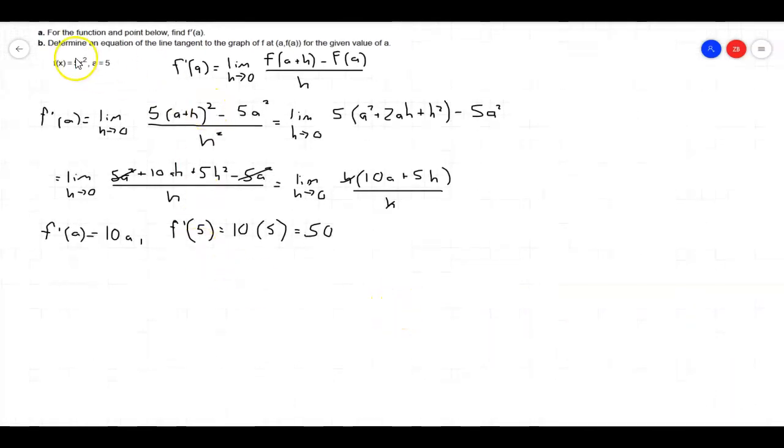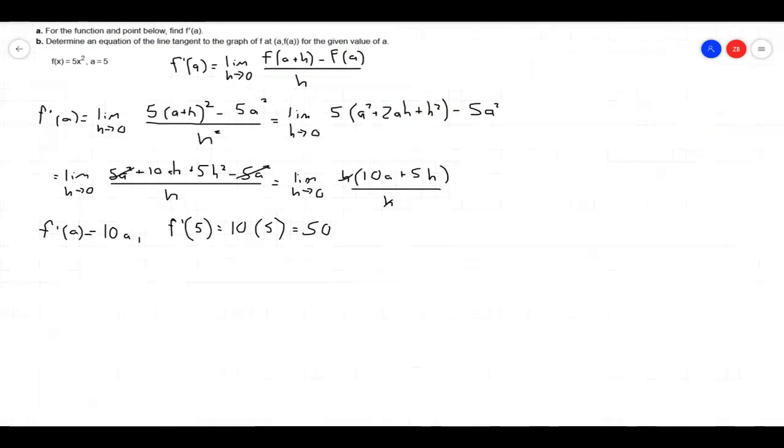Okay. So now what I'm going to do is determine an equation of the line tangent to the graph of f at a, f of a. So I know that a is equal to 5, and f of a is just the function evaluated at 5. So 5x squared, that's 5 squared, which is 25, and 25 times 5 is 125. So we're looking at the point 5, 125. That's our point that we want. And we have our slope of that line, which is 50.